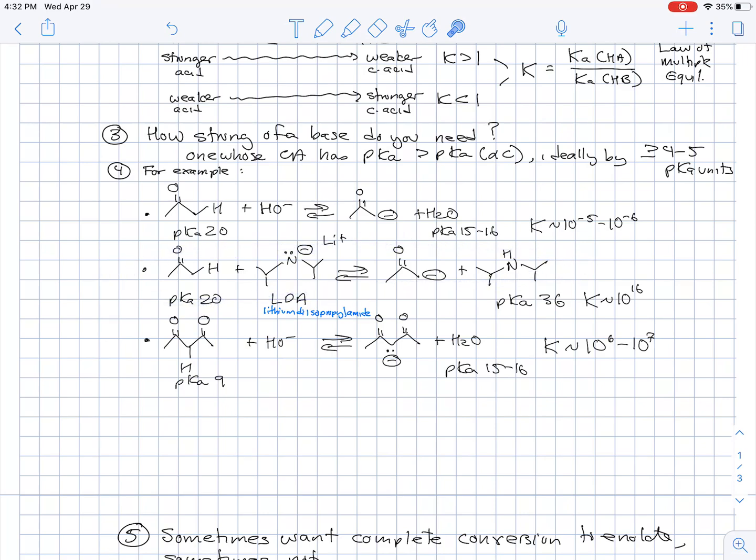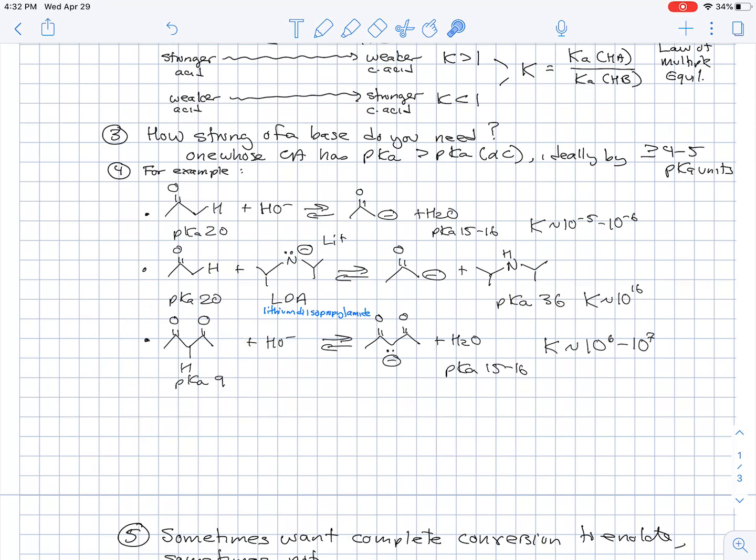So will LDA completely and irreversibly remove this proton? Yes. And the K for this is about 10 to the 16th. So if you're in a situation where you want to convert a ketone completely to the enolate, LDA is something that you can use. It'll turn out that in some reactions we actually want to have significant amounts of both the original carbonyl and the enolate that's its conjugate base, and in those scenarios hydroxide is the better choice.